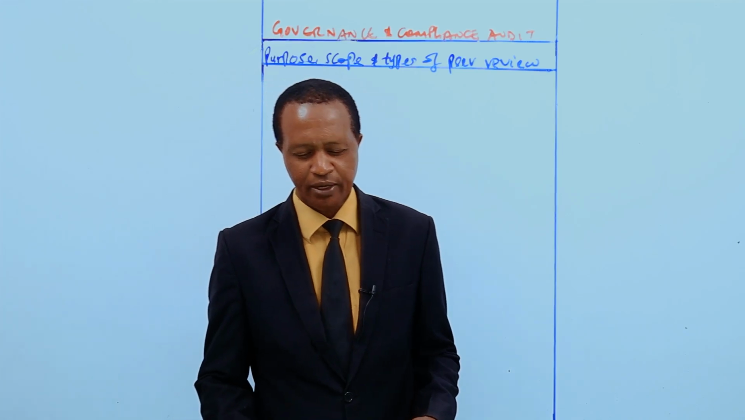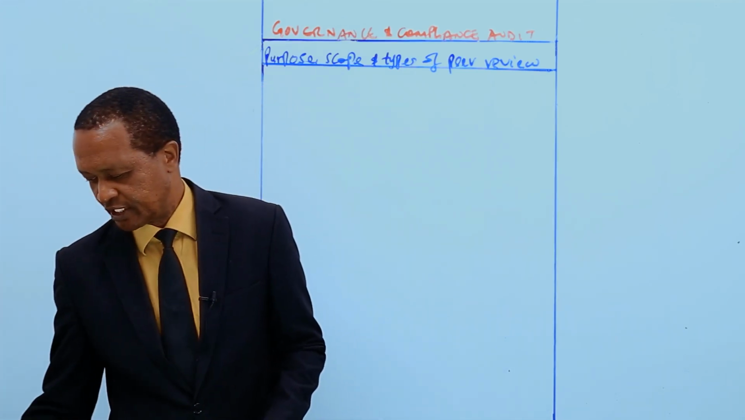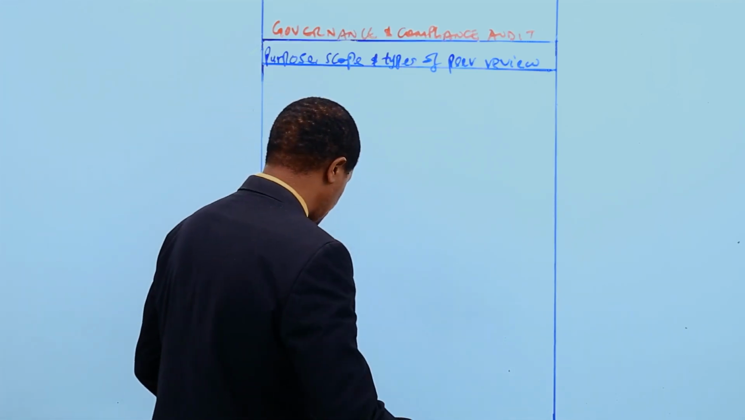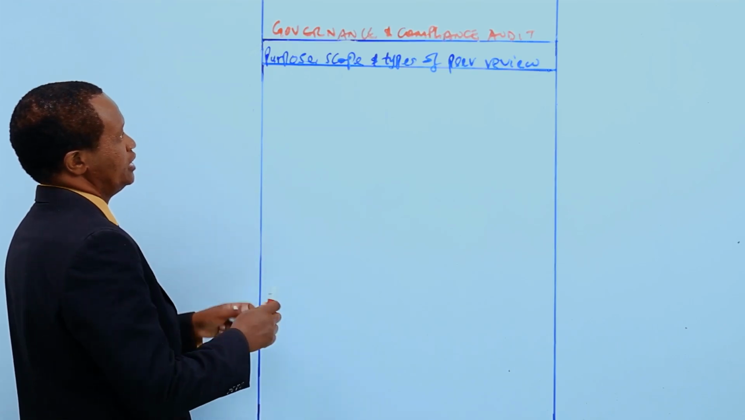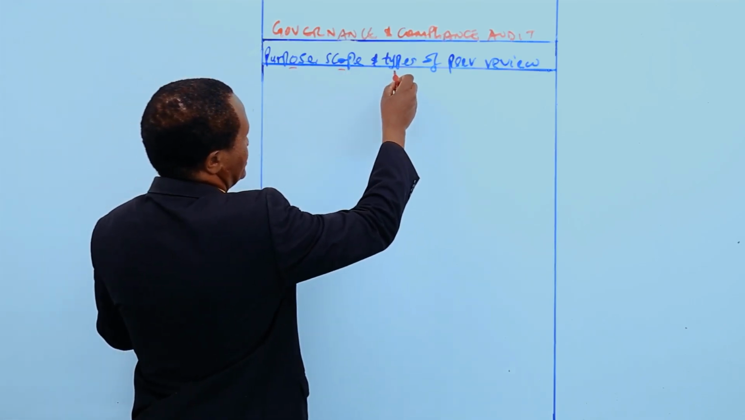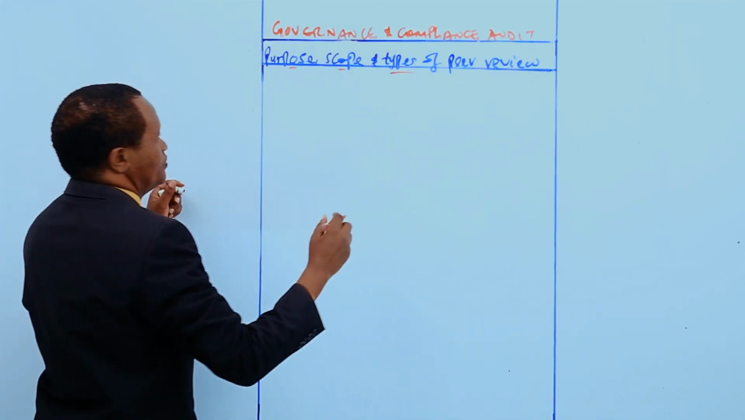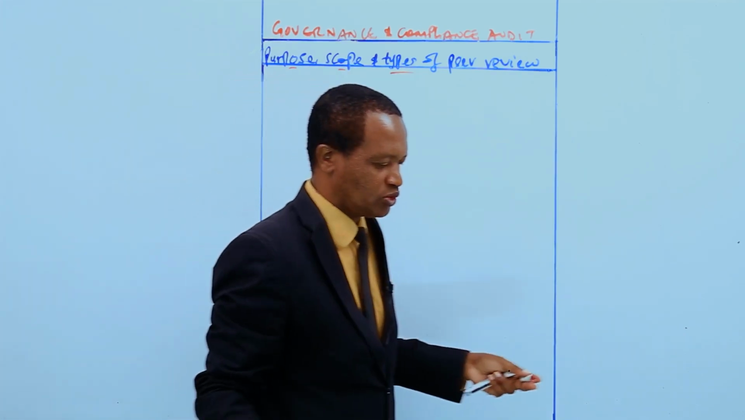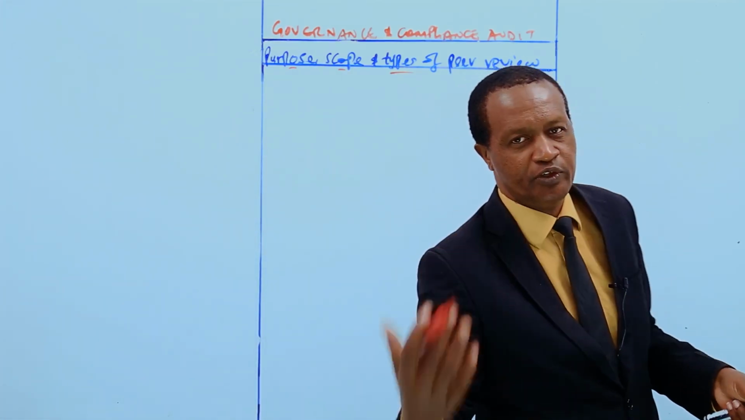Today we begin with the purpose, scope, and types of peer review. Those are 3 things. 1 is purpose, then scope and types of peer review. But first of all, what is a peer review?